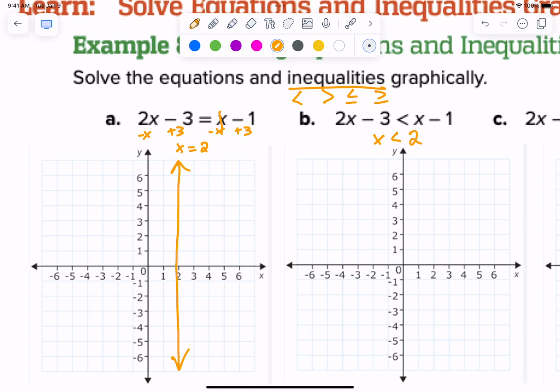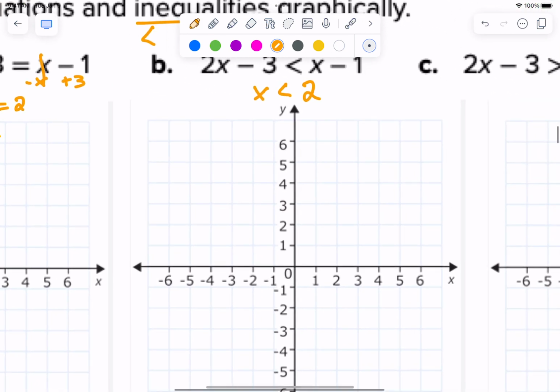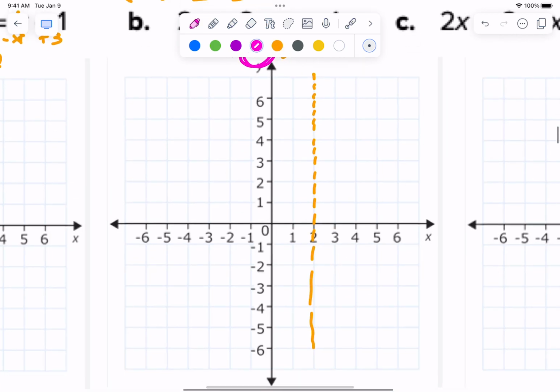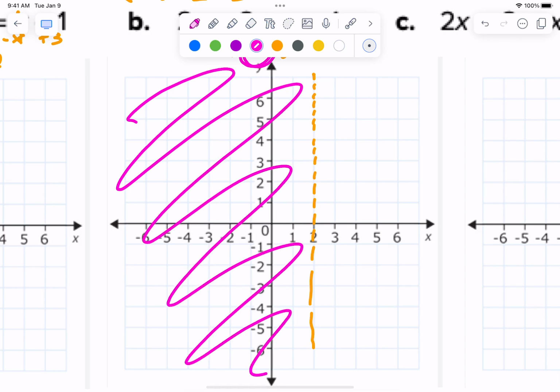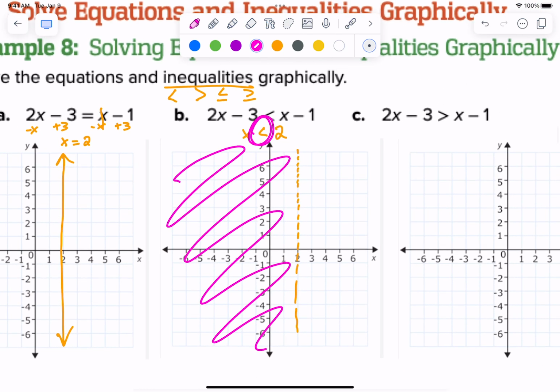How do I do x is less than 2? Oh, you have to shade it. We do a dotted line. Why is it a dotted line, by the way? Because it's not equal to, and then we shade to the left, because that's everything less than 2, right? That's the little bit of difference.